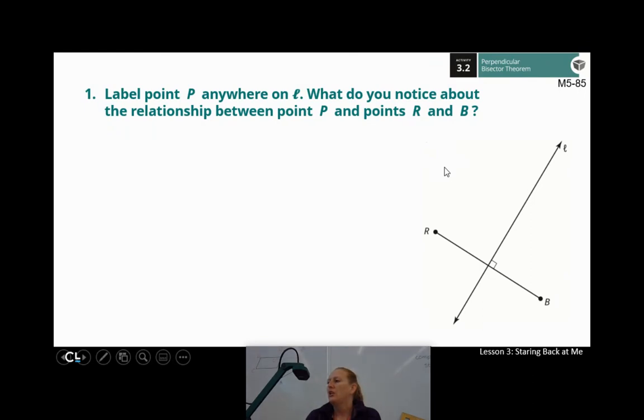So here's what I would like you to do. Label a point anywhere on line L. I know I called it line T, it's line L. Can you put a point P over here, over here, wherever? I don't really care, but put a point P on this line. Then see if you can find a relationship between P and R and B. Go ahead, hit pause, put down your point, jot down some thoughts, and then hit play when you're ready to check your work.